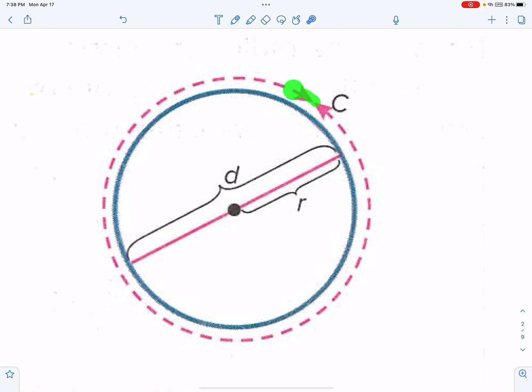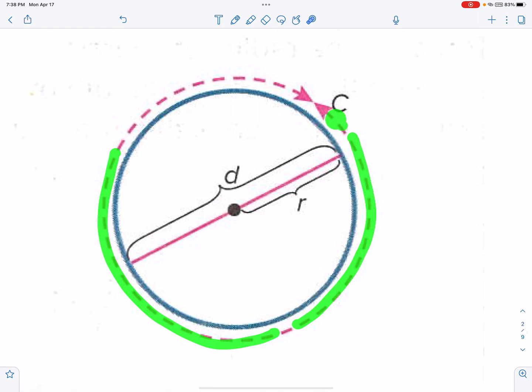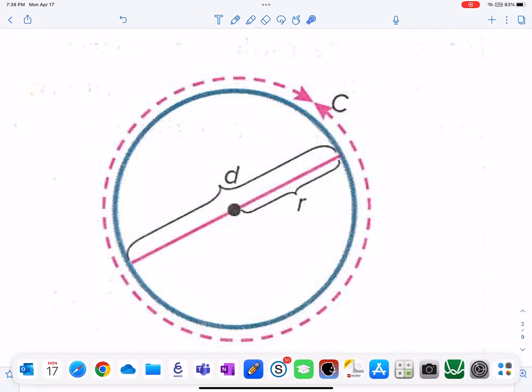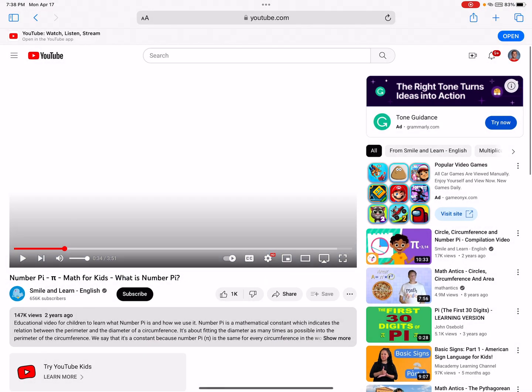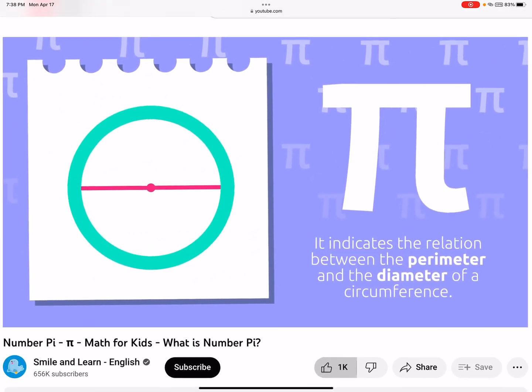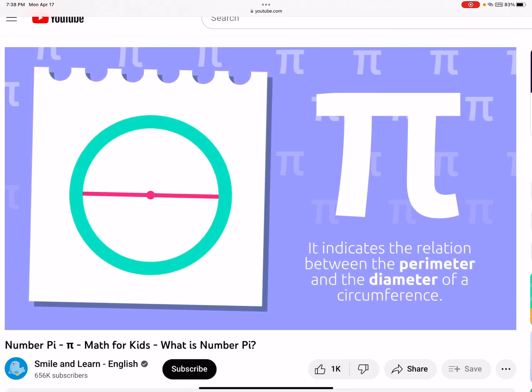And so what you would find out is it would fit about 1, about 2, about 3, and a little bit. And every time it's going to end up being 3.14 and so on. No matter what circle you have, whatever its diameter is, it will fit 3.14 times around the circle. So let me bring this up, and you can check it out. It's about fitting the diameter as many times as possible into the perimeter of the circumference.